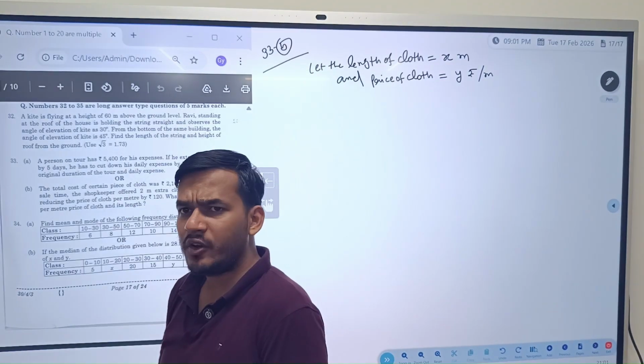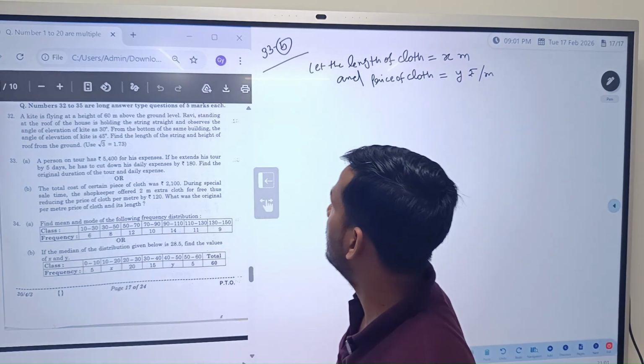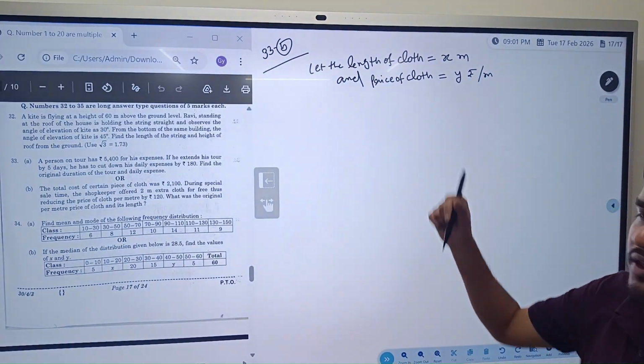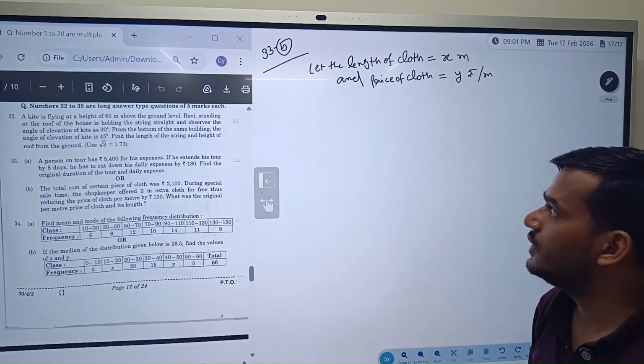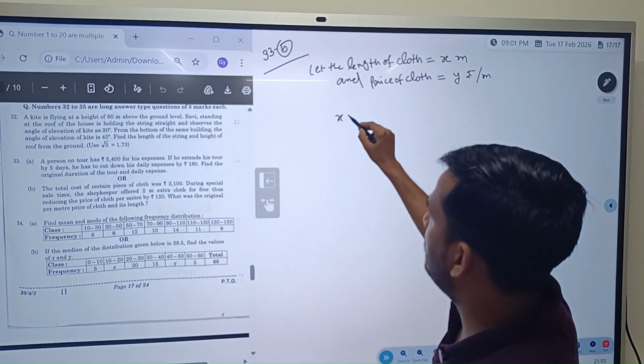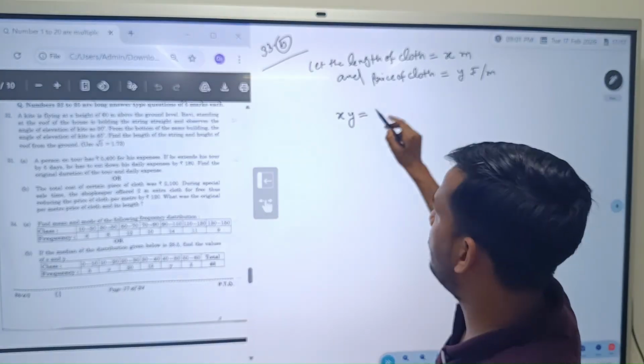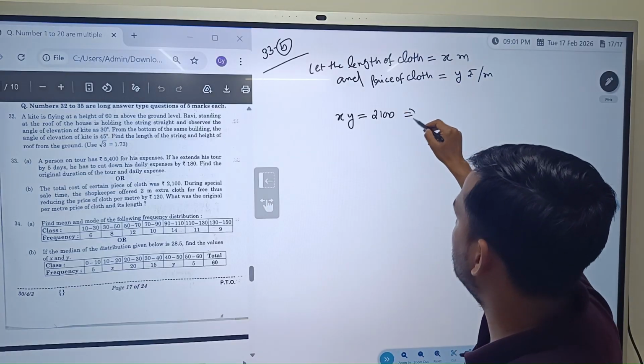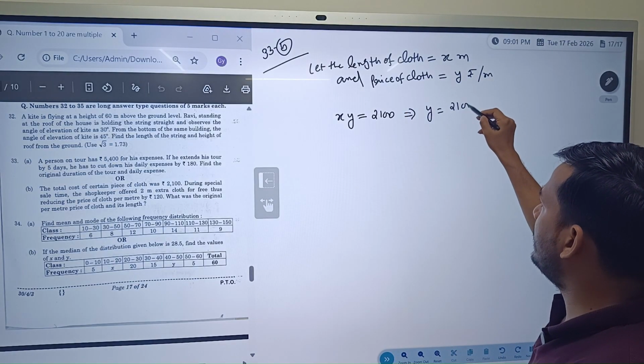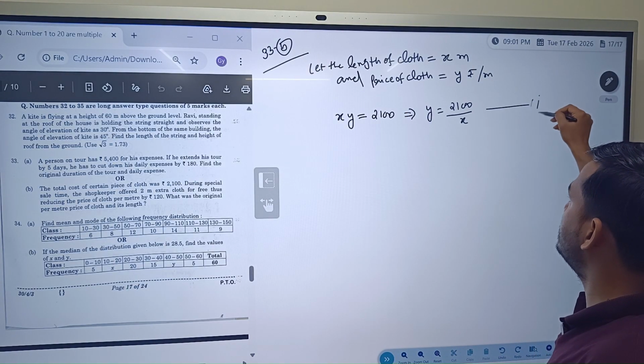So the total cost of the cloth is 2100. Total cost is equal to length of the cloth into price of the cloth. So total cost xy is equal to 2100, or y is equal to 2100 by x. This will be our first equation.